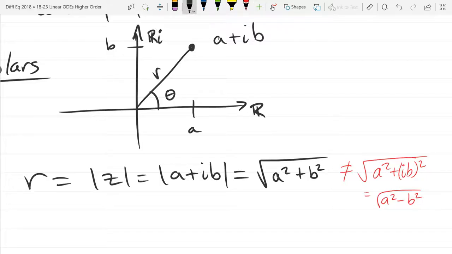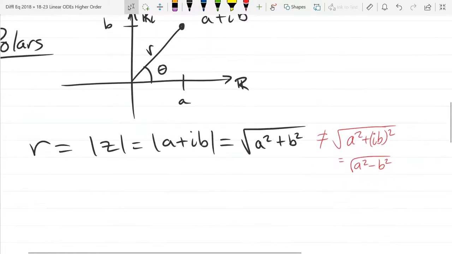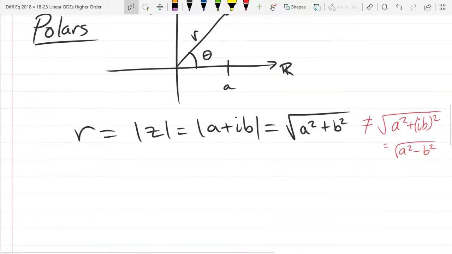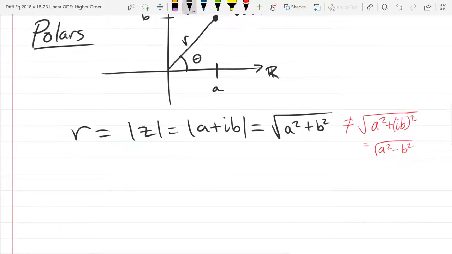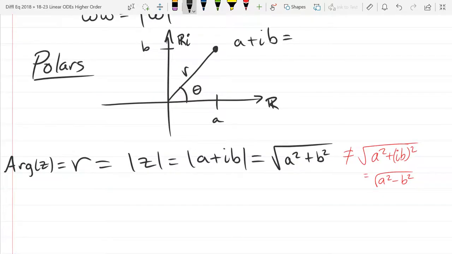All right, so don't make that mistake there in red, and leave the imaginary coefficient in there. So this is r. Your book calls this arg z, A-R-G of z, where z is the name of this number right here.